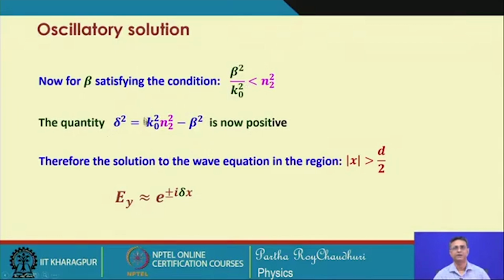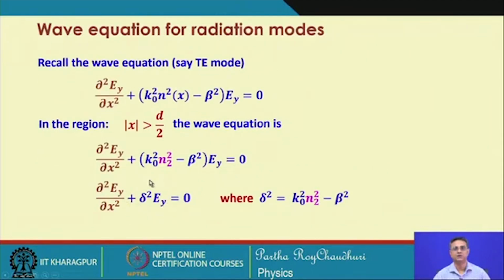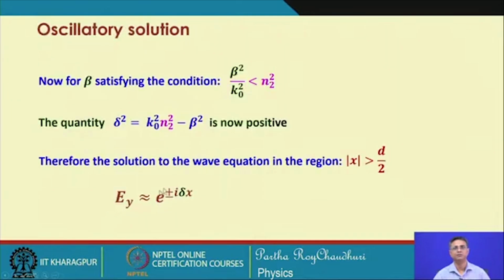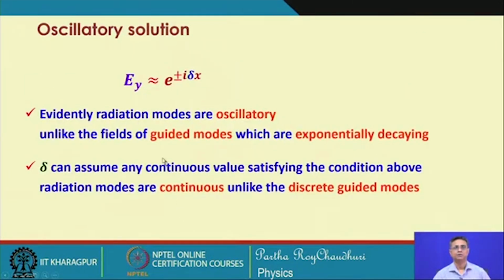Now for beta satisfying the condition beta squared by k 0 squared less than n 2 squared, this quantity is positive. Therefore, the solution to the wave equation in the cladding region can be expressed with delta positive, so E y is approximately e to the power of plus minus i delta x. That means evidently these modes are oscillatory.